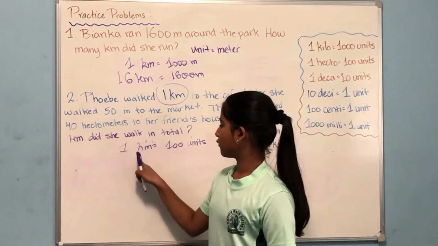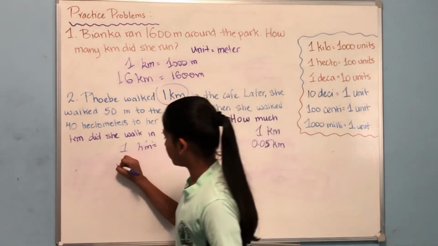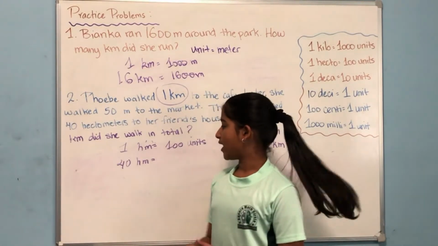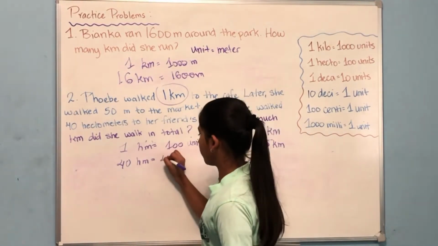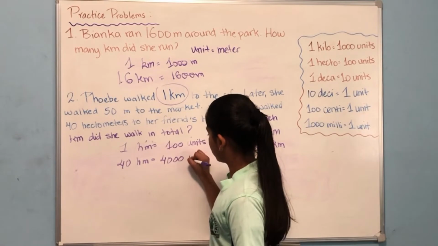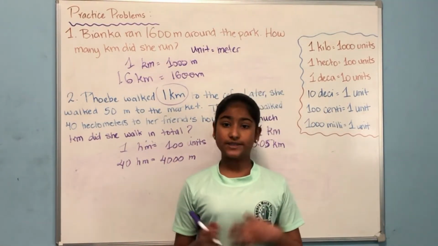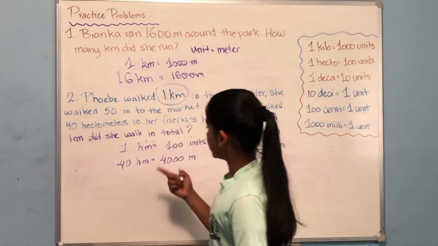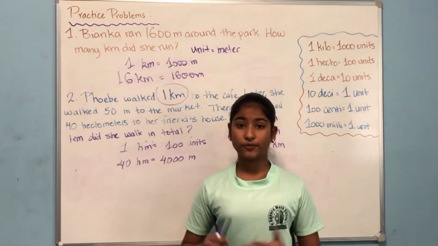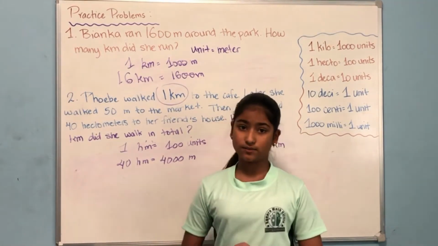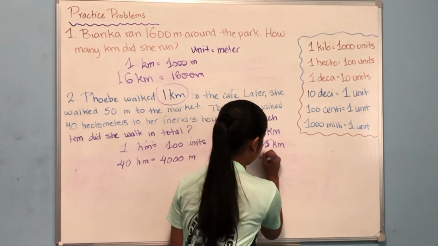Now we have to convert this into 40. So we know that this is 40. So we also have to multiply this by 40 as well. So that's 100 times 40. And there's 3 zeros. So that's 4,000. So we have 4,000 meters. But we still have to convert this into kilometers. As you see, 1 kilometer is equal to 1,000 meters. So 4 kilometers has to equal to 4,000 meters. So let's write that down right here.